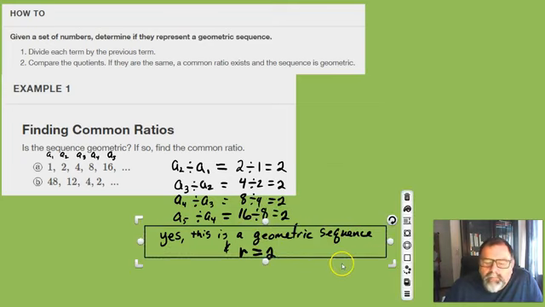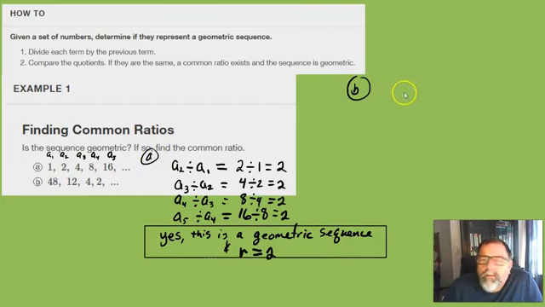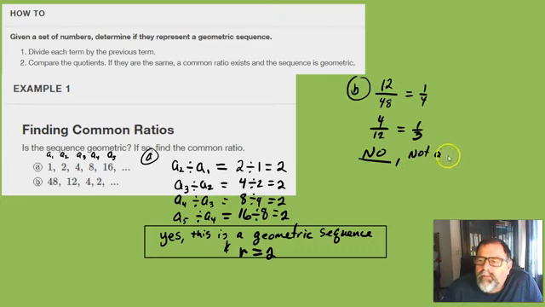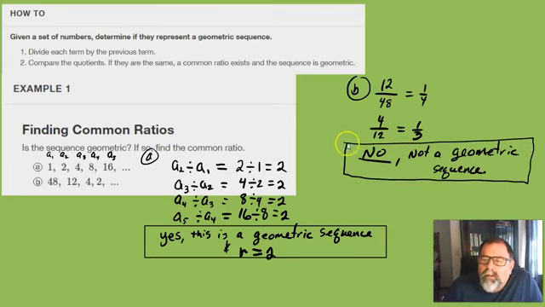Now let's do B. I'll do it up here. So we're going to do 12 divided by 48. So that's 1/4. And then I'm going to do 4 divided by 12. Well, that's 1/3. So I can stop and say no, not geometric. I don't have to check the rest because they all have to be equal. So once I get two that are different, I can stop. So no, that one's not geometric.